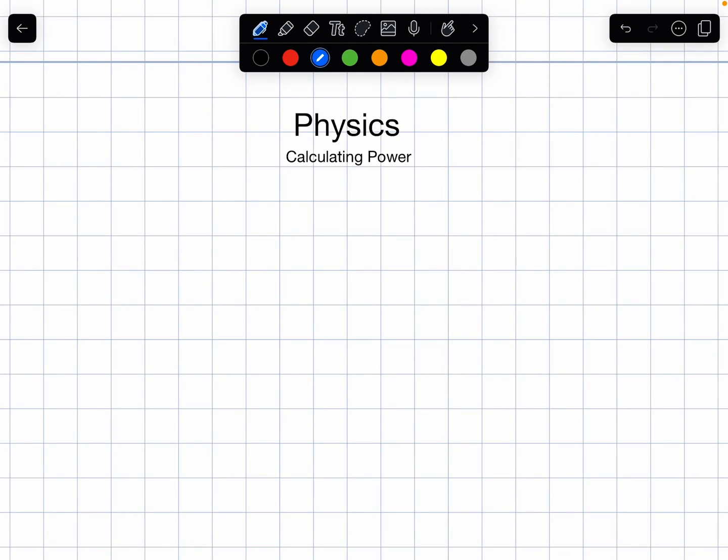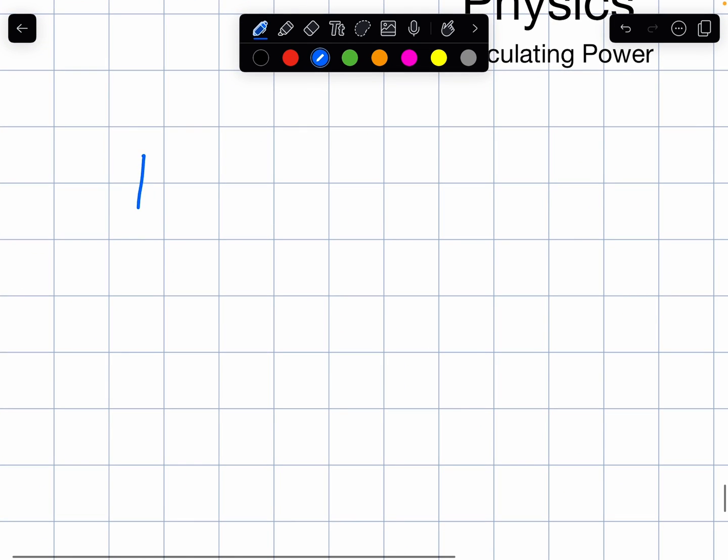I want to go over a few ways of calculating power. Now, the key idea about power is it's the rate at which work is done. So the first way of calculating power is P. P is the letter we use for power. I know it's also pressure. It's a little confusing, but always keep in mind context. You can always figure out what something is from the context.